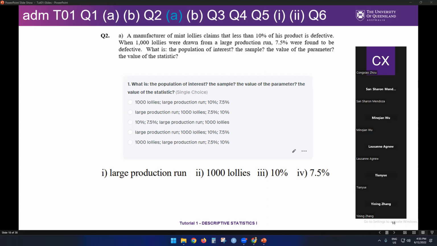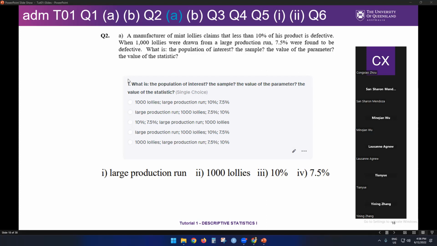7.5 out of 1,000 is around 75 lollies that were defective. So pretty much we're saying he's probably right, or he's more right than wrong. And we will learn how to answer it in the future. But good job, most of you got the correct answer.